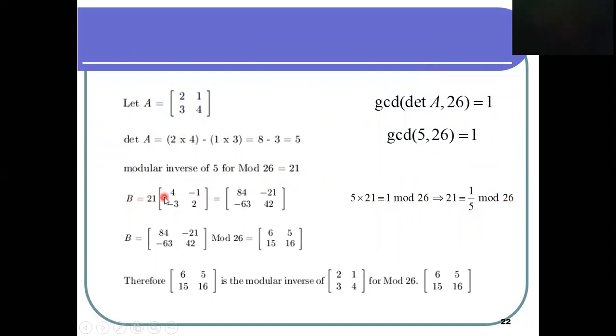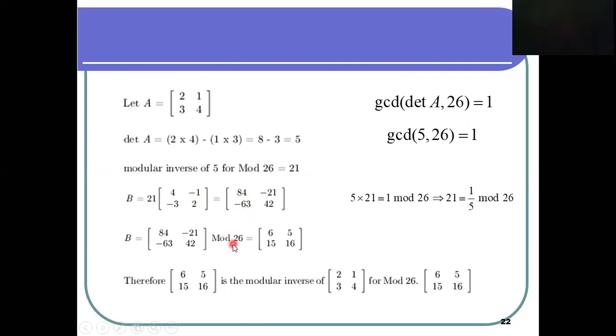So while calculating the inverse matrix under mod 26, I take 1 over the determinant, and I take the adjoint of A. Here the determinant is 5, so 1 over determinant means 1 over 5, which is a fraction, so we have to discard the fraction and replace 1 over 5 with 21. So I place 21 and multiply the adjoint of A with this 21.